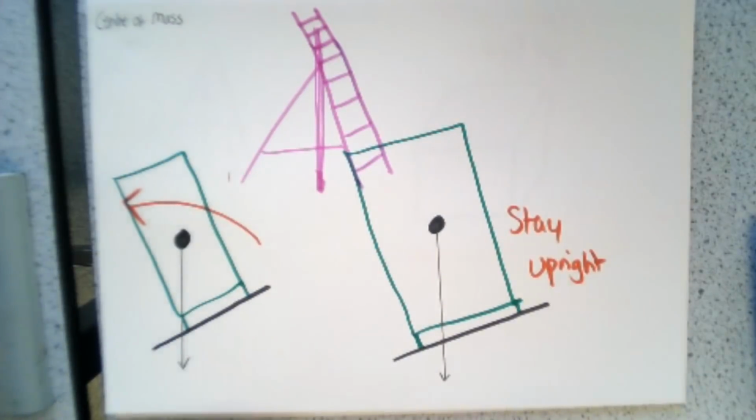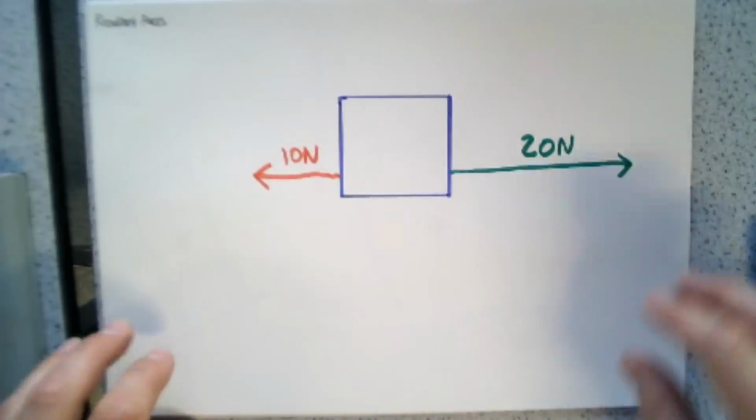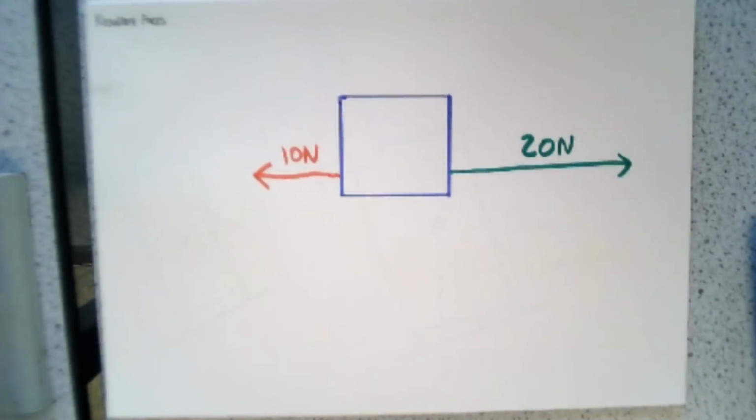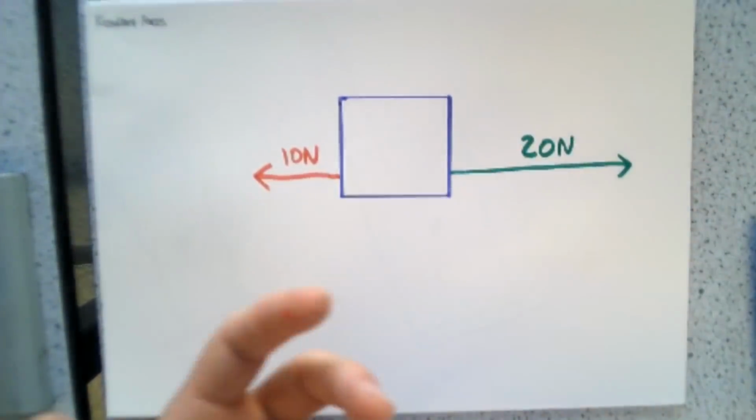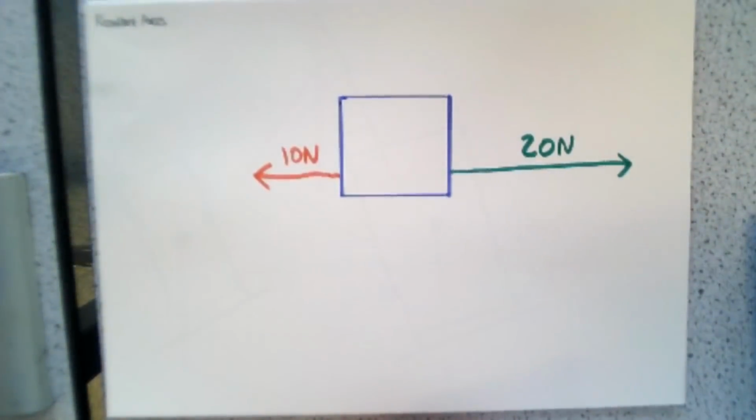All right. Now, resultant forces. Resultant force is the sum of all the forces acting on an object. Okay, so resultant force is the sum of all the forces acting on an object. In this example here, we've got a box. Now, it's being pushed with a force of 20 newtons. Okay, so we've got a push force of 20 newtons.